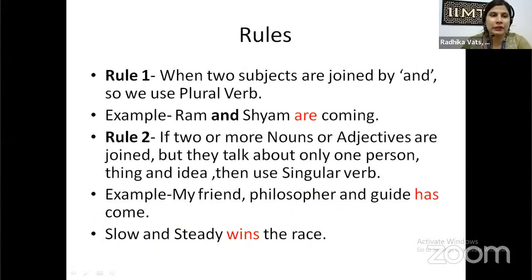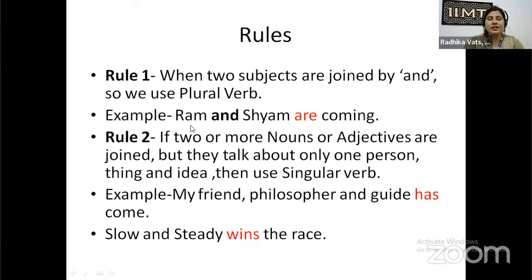So we use a plural verb. What is it saying? When you join two subjects with and, as I already taught in classes, we use a conjunction, right? Whenever we link words or sentences, we use a conjunction. So same here, whenever we are linking two singular subjects and adding them together, the verb that we use will be a plural verb, not a singular verb. The example is given in front of you: Ram and Sham are coming. Ram and Sham are coming.